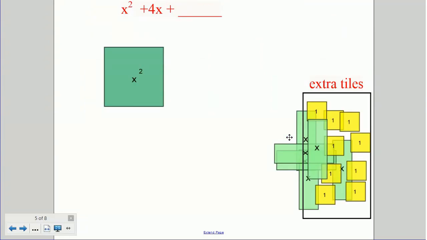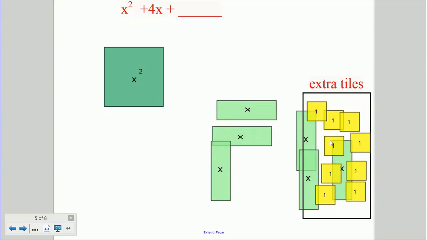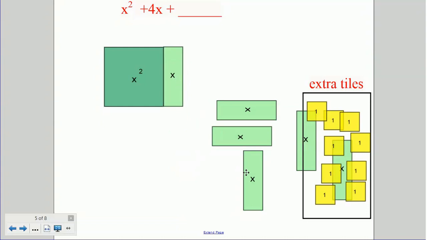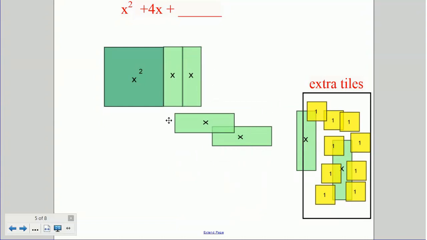So I have this problem here, and I have x squared plus 4x plus blank. I need to find what blank's going to be. Well, I already have my x squared here. Now what I need to do is figure out what's 4x. So I have these 4x tiles right here, and I need to arrange them so ultimately I'm going to complete a square. To complete a square, I know that I need to put an even number here and an even number here, right? So 2 this way and 2 this way, right?